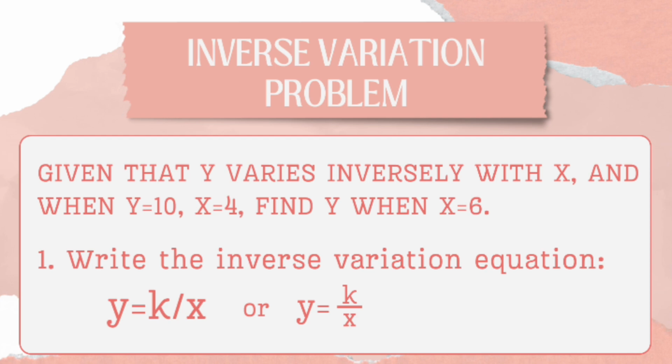Inverse variation problem. Given that y varies inversely with x, and when y equals 10, x equals 4, find y when x equals 6. Number 1. Write the inverse variation equation: y equals k over x.